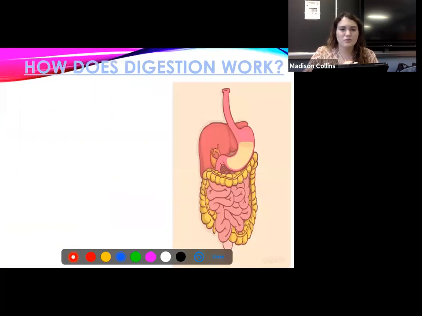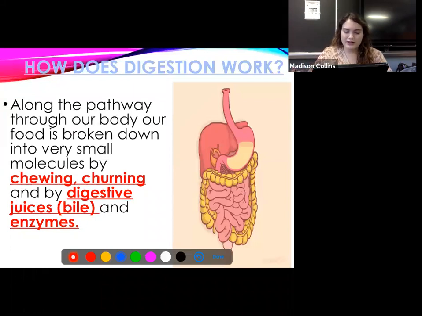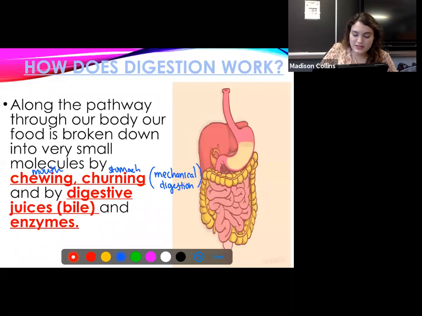So how does digestion work? Along the pathway through our body, our food is broken down into very small molecules by chewing and churning. These two examples, chewing in the mouth and churning in the stomach, are both examples of mechanical digestion. These are things that are actively breaking down those food molecules. It's like manual labor. And digestive juices or bile and enzymes, both of these things are examples of chemical digestion.